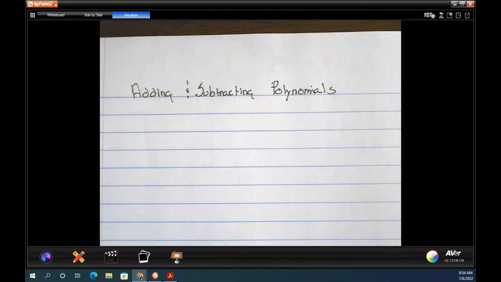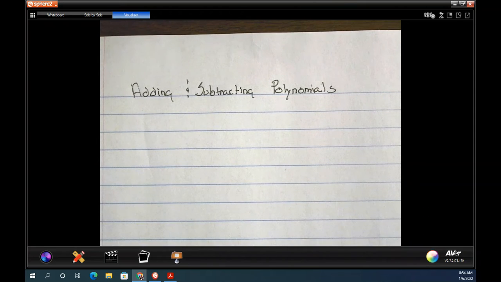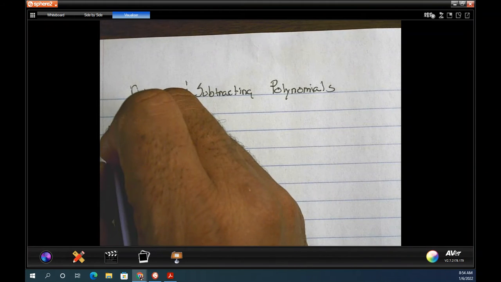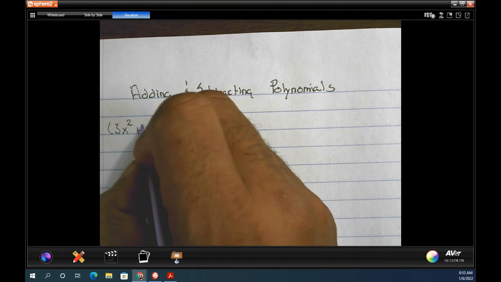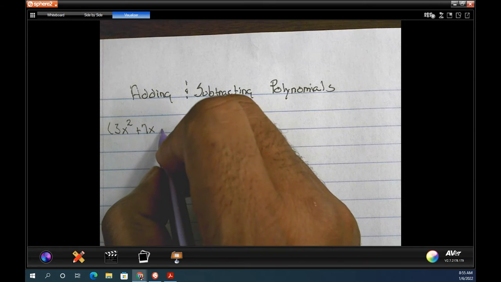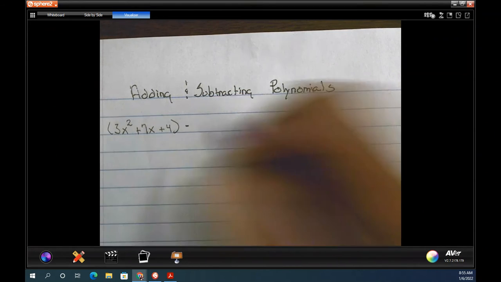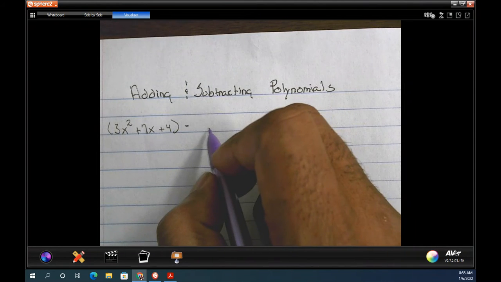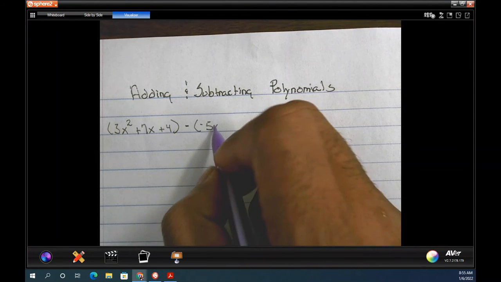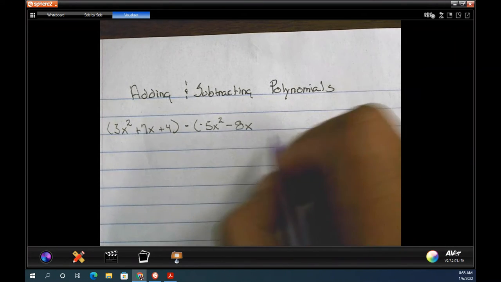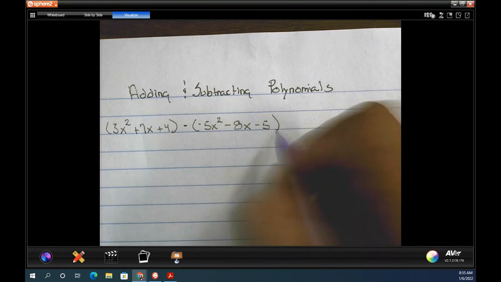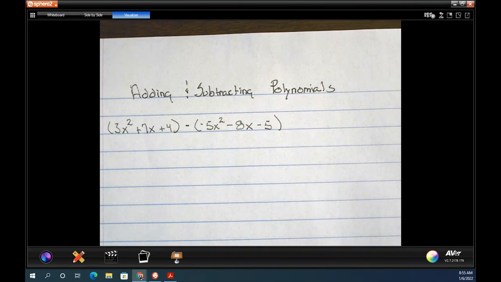Okay, adding and subtracting polynomials. Let me give you an example here. That's the best way to work these. Let's say you have (3x squared plus 7x plus 4) minus (negative 5x squared minus 8x minus 5). It's all in parentheses. All of that is in parentheses.